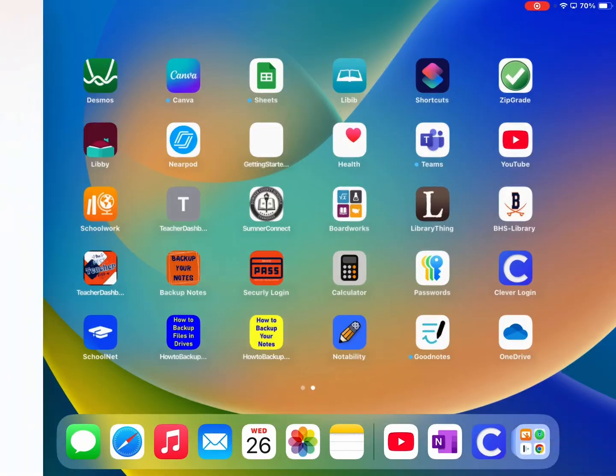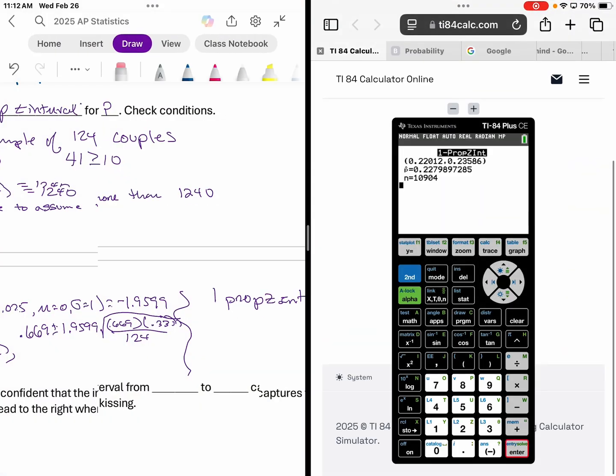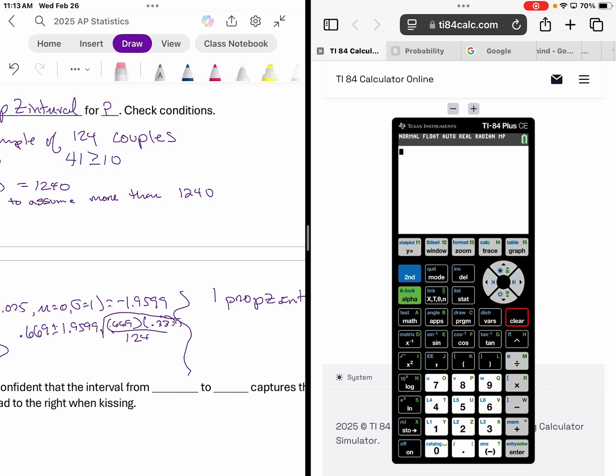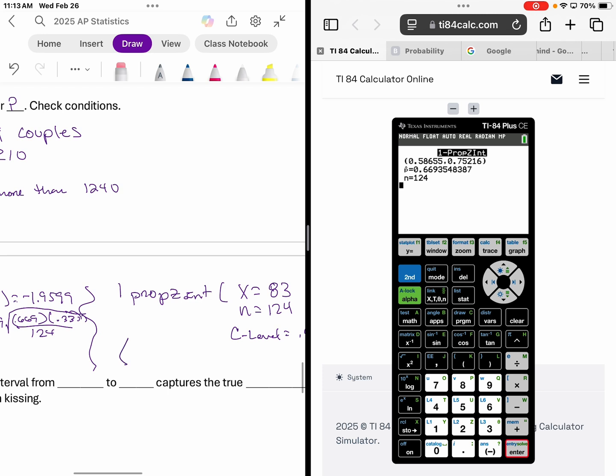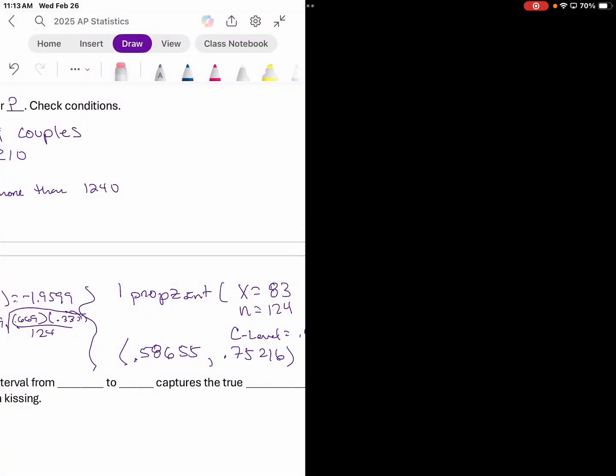And then now I can go over to my calculator. Cleared. And then do stat over to test. Go down to one prop Z int. Hit enter. Type in 83 out of 124. Still 95. Sweetness. Hit enter. And they tell me that my interval is 0.58655, comma, 0.75216. And then I'm ready for the write-up stage.